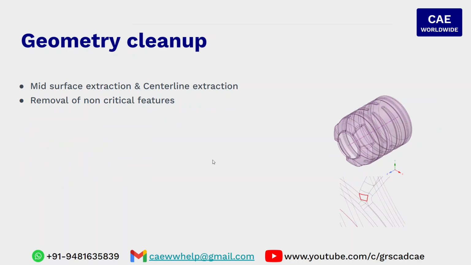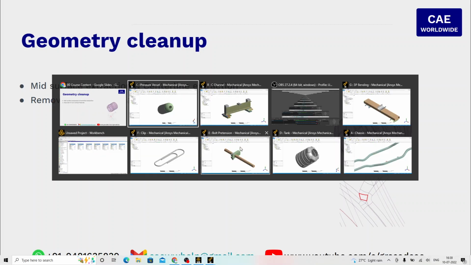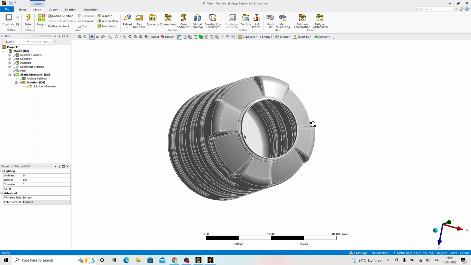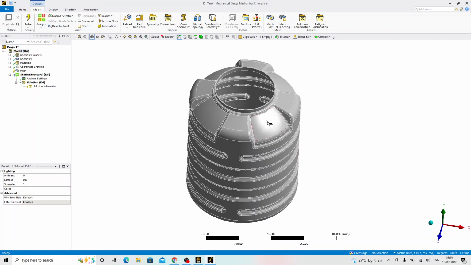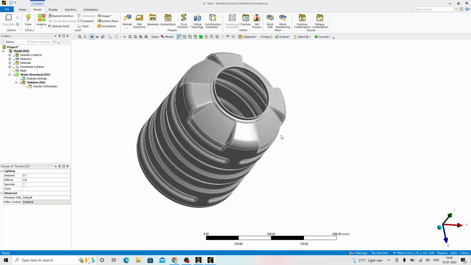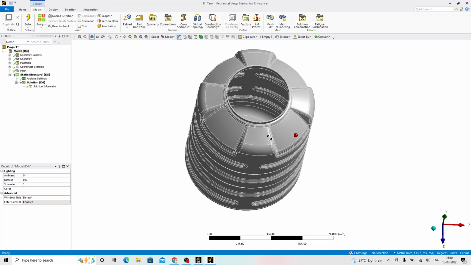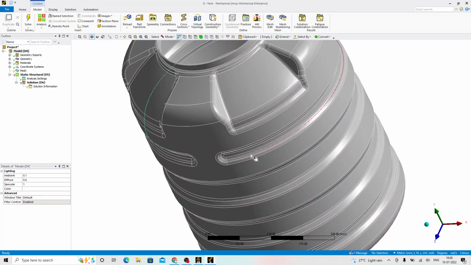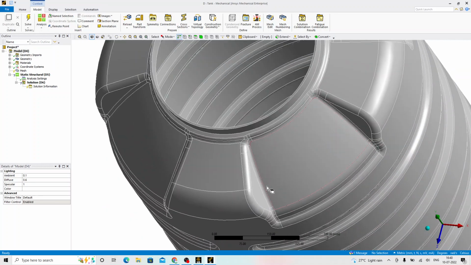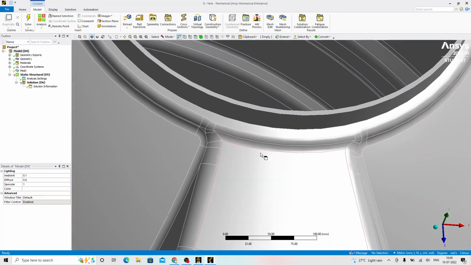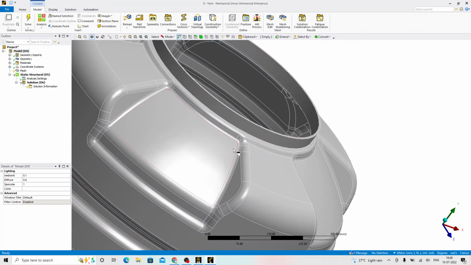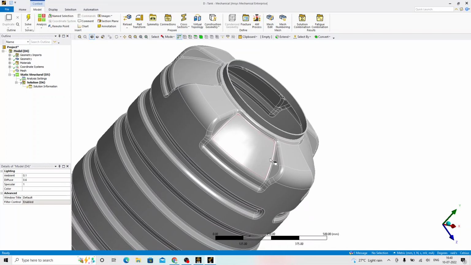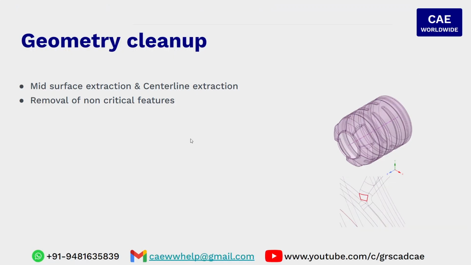Then we also discuss the geometry cleanup. Whenever a geometry comes from the engineering department to the simulation department for conducting the finite element analysis, maybe to understand the pressure or the stresses induced due to pressure, or the deflections or the behavior of the model, the geometry will not be regular. It will have some complexities and intricate profiles that need to be taken care of before making the finite element model, and that can be done by simplifying the geometries. We also discuss how we can remove the non-critical features which do not matter for the strength of the part so that the computation becomes simple.